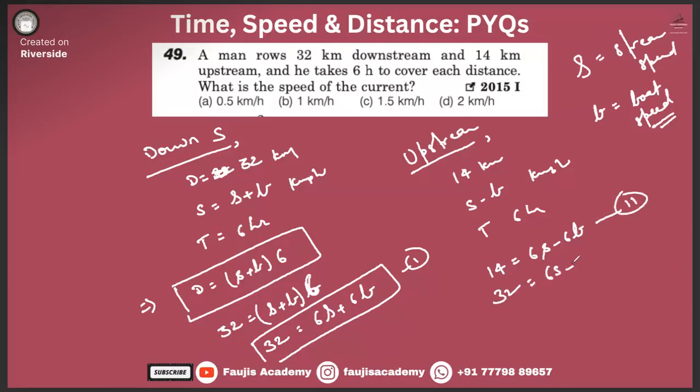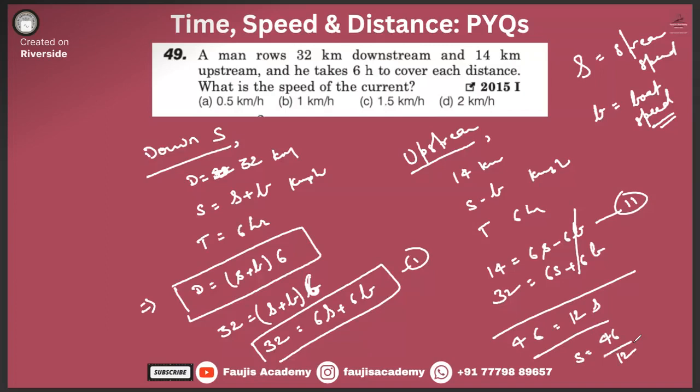32 is equal to 6S plus 6B. These two get cancelled, and 6 is equal to 6. S is only asked, they have asked the speed of the current, which is 46 by 12. Did we do something wrong, guys? You are right, sir. Yes.